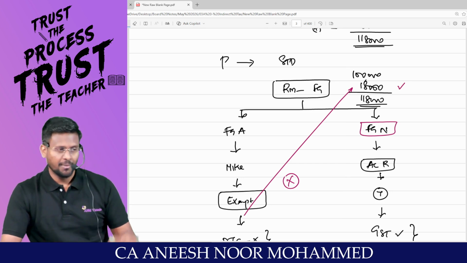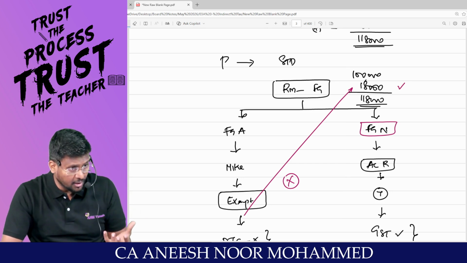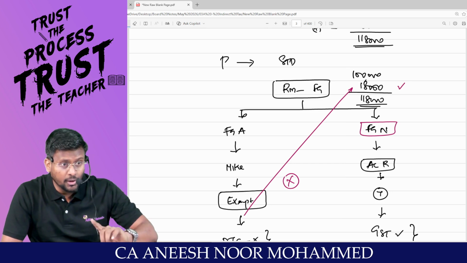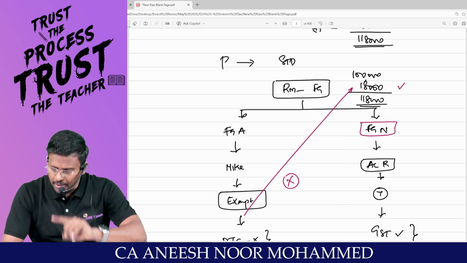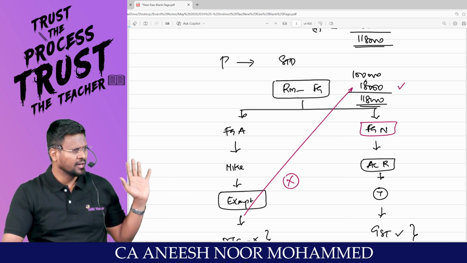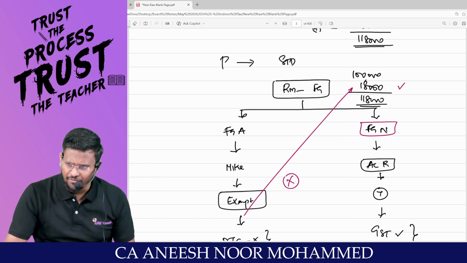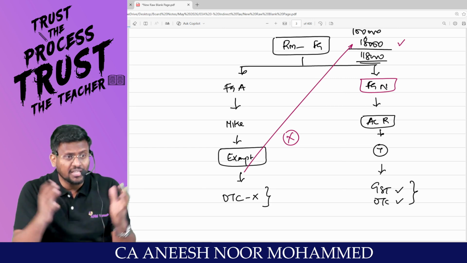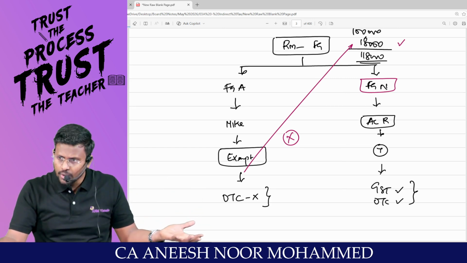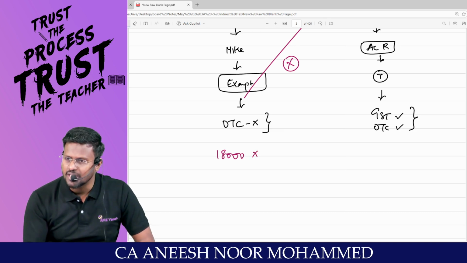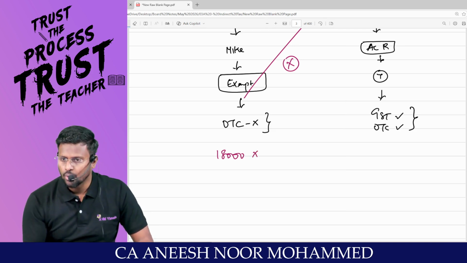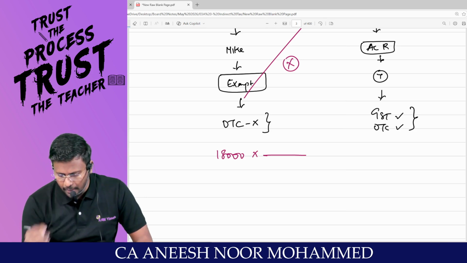Sir, with the total raw material, I have not manufactured only one product. I have manufactured two products. One is an exempted product and the other is a taxable product. That means whatever GST I have paid, I should apportion the GST. That means 18,000 is the total GST paid, into what divided by what?